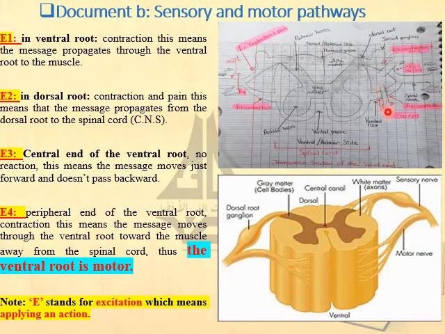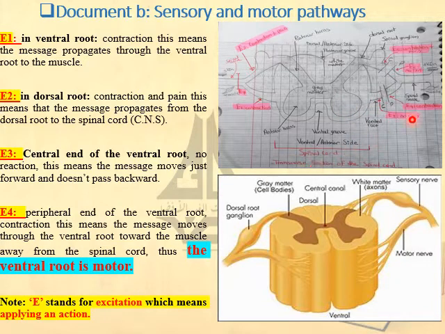If it is cut, yes, nothing will take place, because the ventral root cannot take the message to the muscles. And one more conclusion you have to know: the message moves only in one direction. It cannot go backward. Okay?